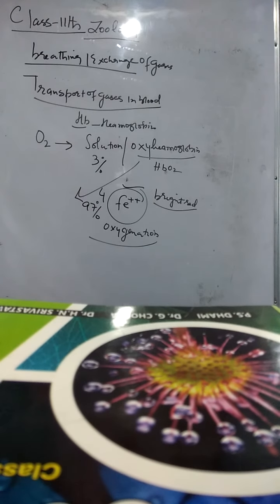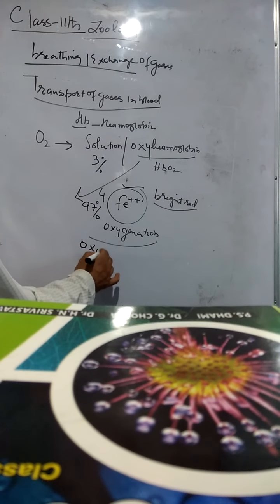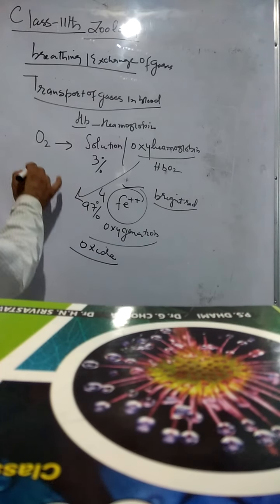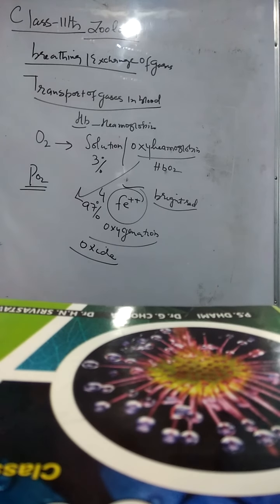The combination is not that of a compound or a chemical combination like an oxide. This is not the formation of an oxide as we find when other substances combine with oxygen. Hemoglobin is a wonderful pigment. It combines with oxygen when exposed to high partial pressure of oxygen. This means when high partial pressure of oxygen is there, it combines with hemoglobin.